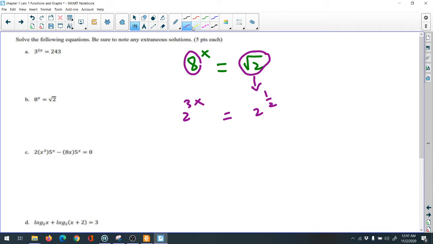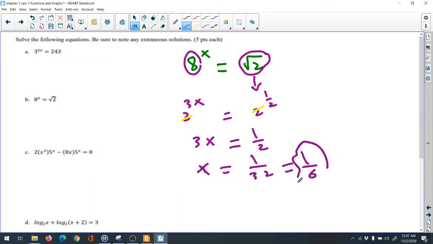Okay. So you see that the base equals the base, then the power equals the power. Then 3x equals a half. Divide both sides by 3, then x equals 1 over 3 times 2, which is 1/6. The answer is 1/6. If we plug in 1/6, it will be perfect. So 1/6, exponent 6. Yeah. That's question B.